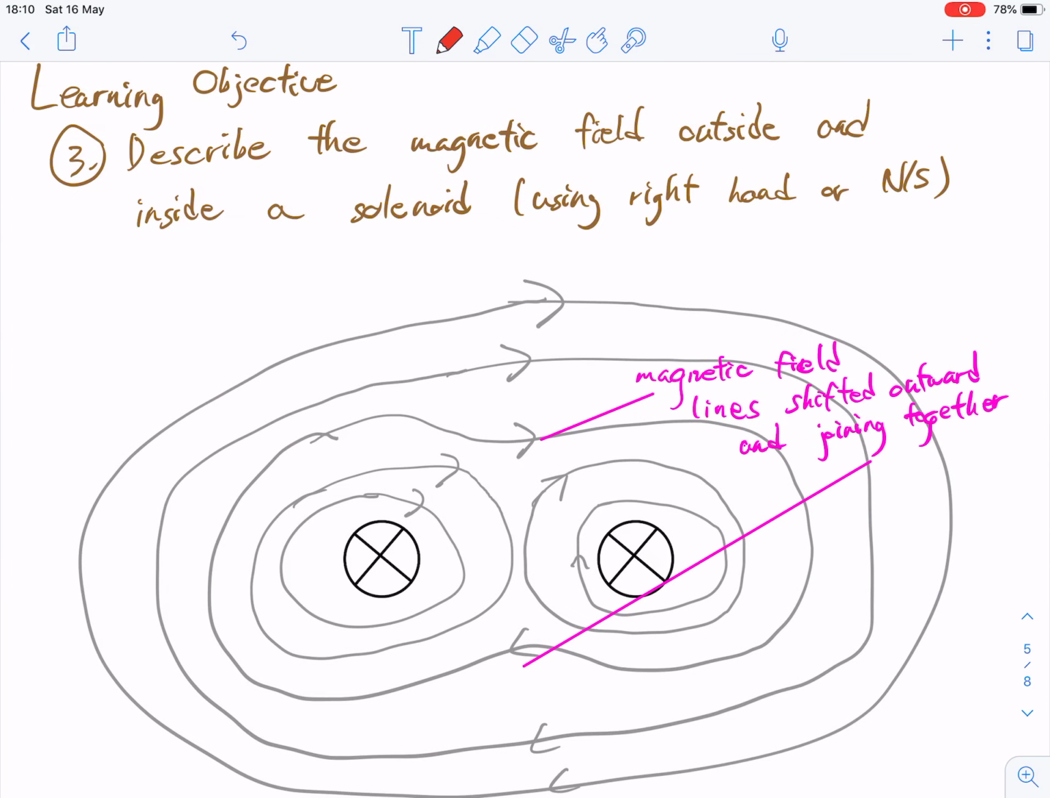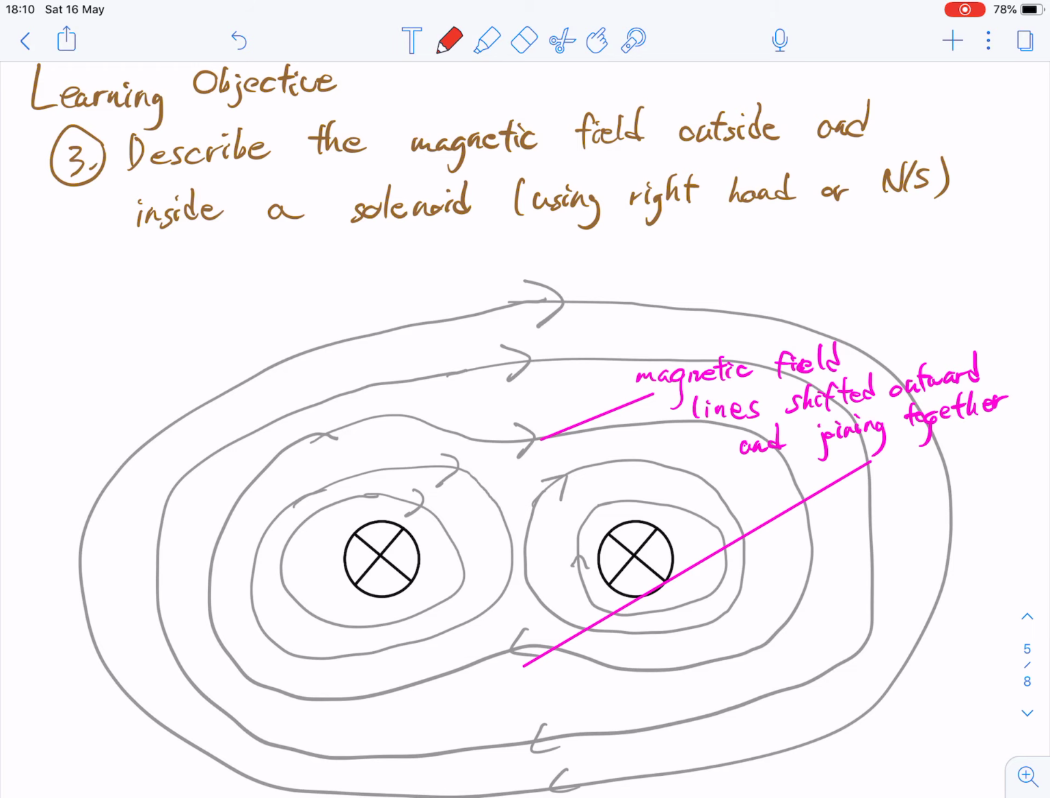All right, third learning objective, describe the magnetic field lines outside and inside a solenoid using the right hand. Okay, so this is where you're going to want to have a water bottle. So a solenoid is essentially an object with a bunch of wires wrapped around it. We'll see some diagrams in just a moment.